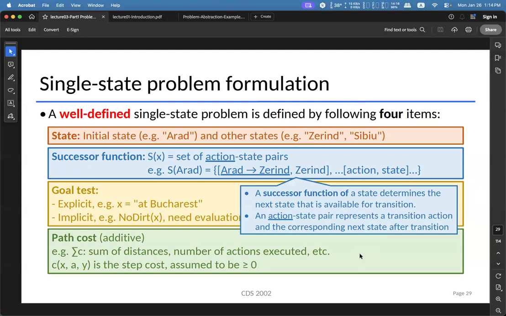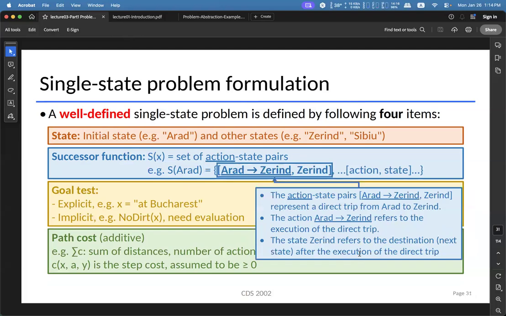But that is the major difference there. They are very similar, but they have substantial differences because they are solving different problems. And the next thing is called goal test.